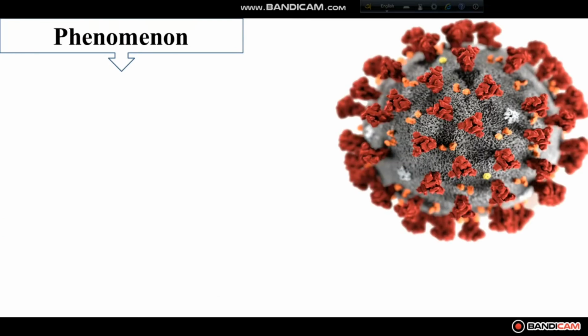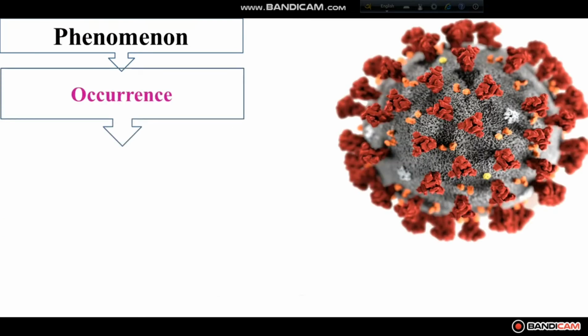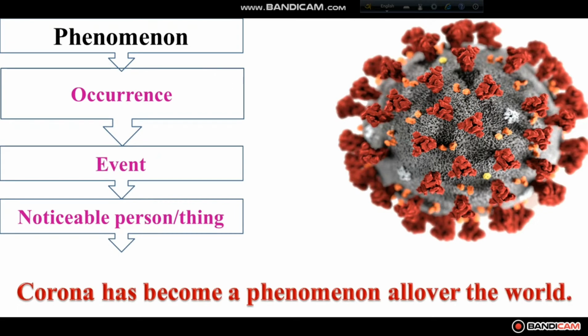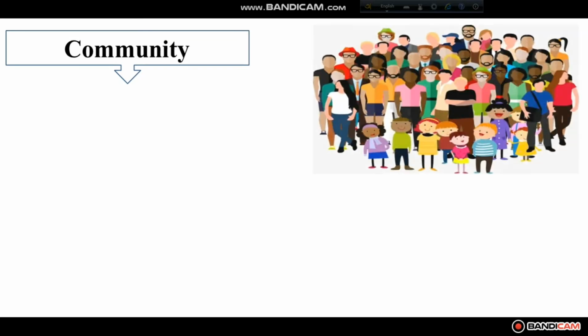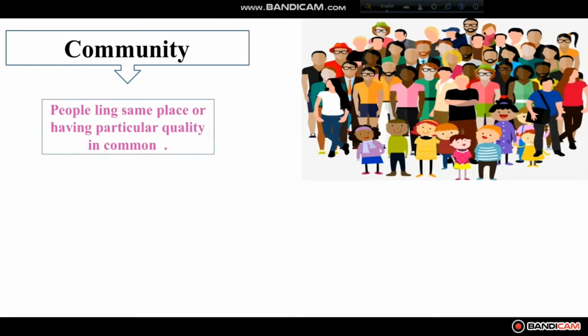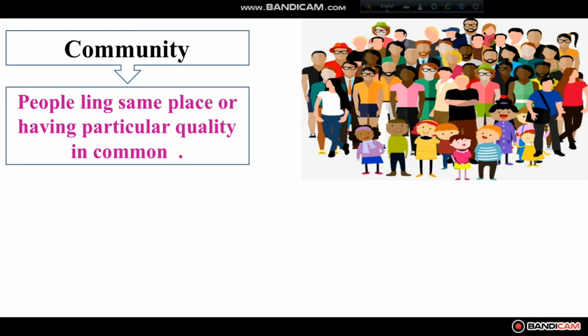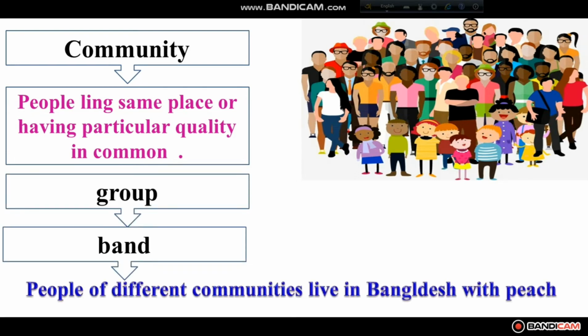Phenomenon, picture. Occurrence, event, noticeable person or thing. Corona has become a phenomenon. Corona means the coronavirus has become a phenomenon all over the world. Community, group of people. People living in the same place or having a particular quality in common. Group, band. People of different communities live in Bangladesh.